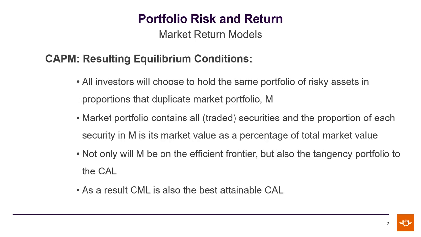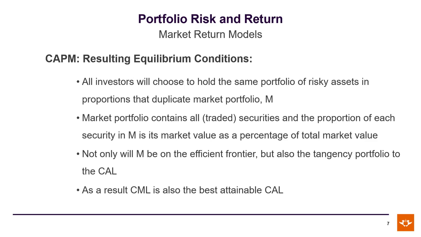Some other conditions to note regarding CAPM is that all investors will choose to hold the same portfolio of risky assets in proportions that duplicate the market portfolio M. The market portfolio contains all traded securities, and the proportion of each security in M is its market value as a percentage of total market value. Not only will M be on the efficient frontier, but it will also be the tangency portfolio to the capital allocation line. As a result, the capital market line is also the best attainable capital allocation line.